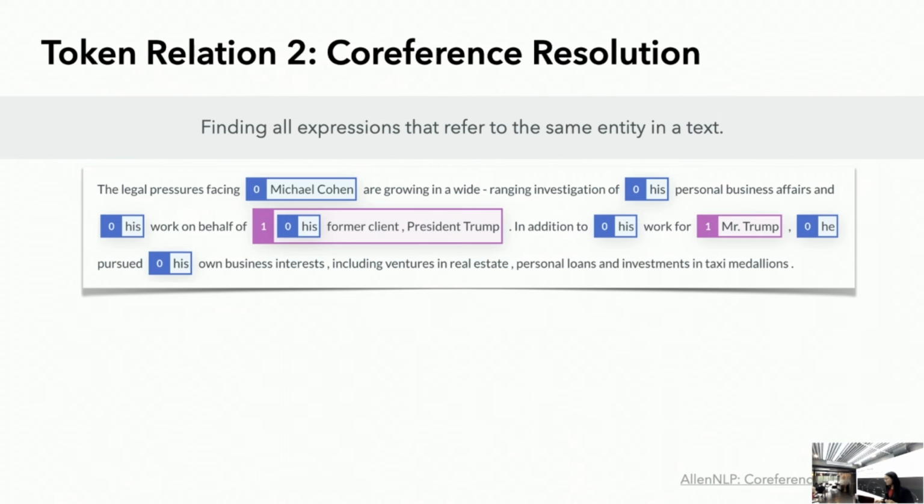Another task related to token relation is called coreference resolution. Coreference resolution means that we want to find all expressions that refer to the same entity in a text. So here, if we have something like "Michael Jordan played basketball and he is done right now," what does "he" refer to, specific names, et cetera. So this is to ensure that NLP systems can understand those different references and contexts.